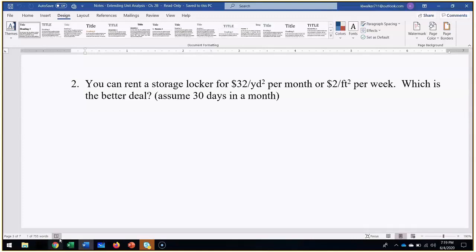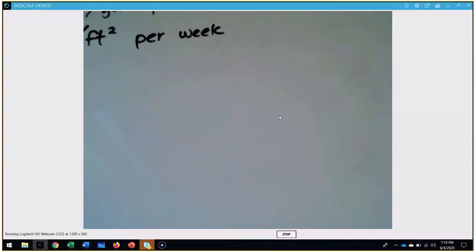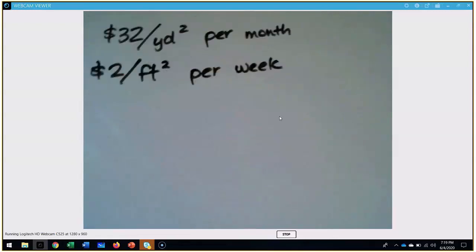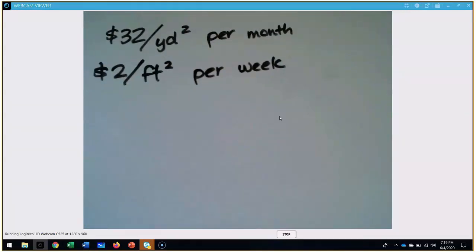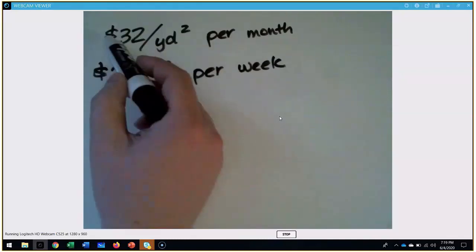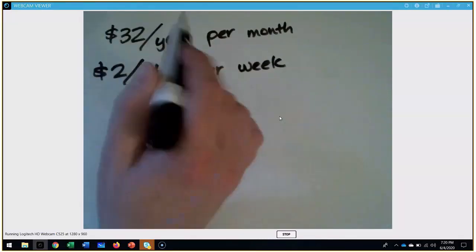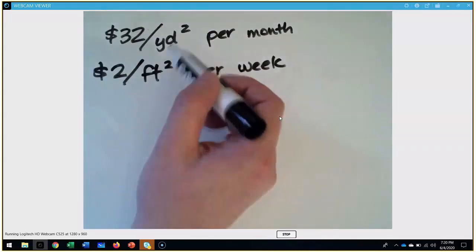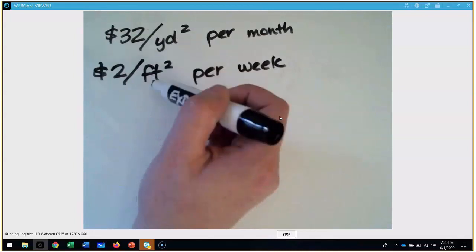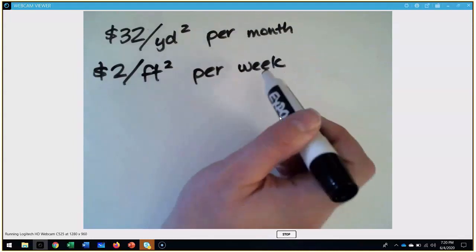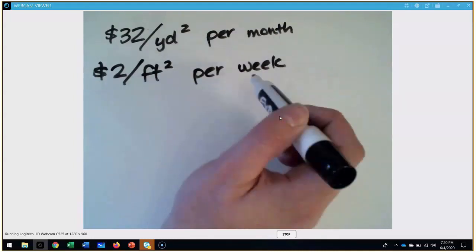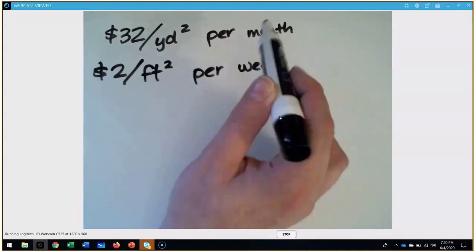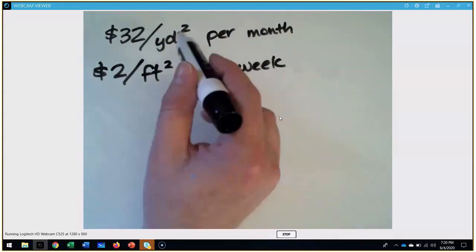So let's see what we can do here. First I'm going to identify some stuff that I see. I've got dollars and dollars, that's good. Here I've got square yards and square feet. That's a problem. Those need to match. And then over here I've got months and weeks, and those don't match either. So we're going to have to convert to one unit of time as well. So let's start with this.